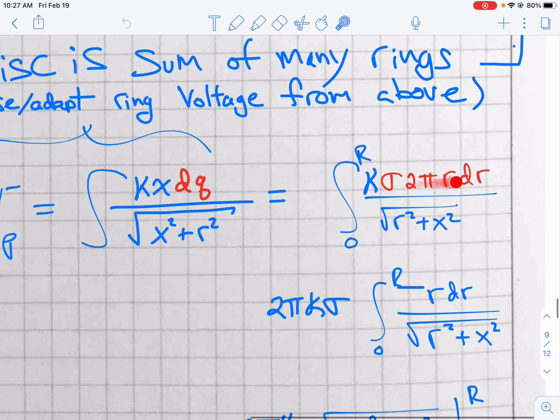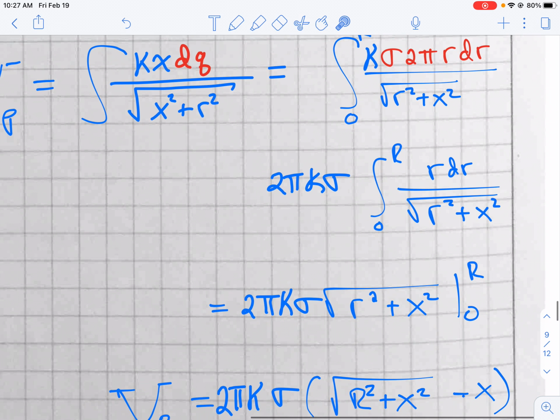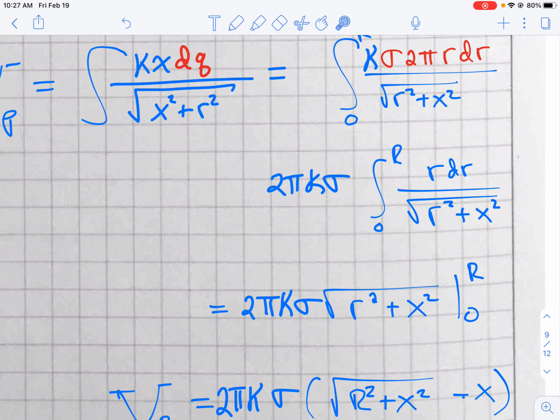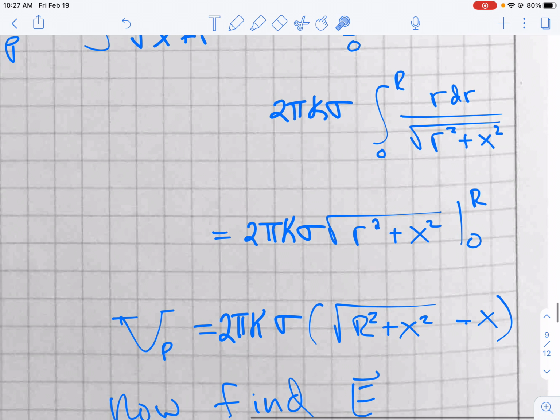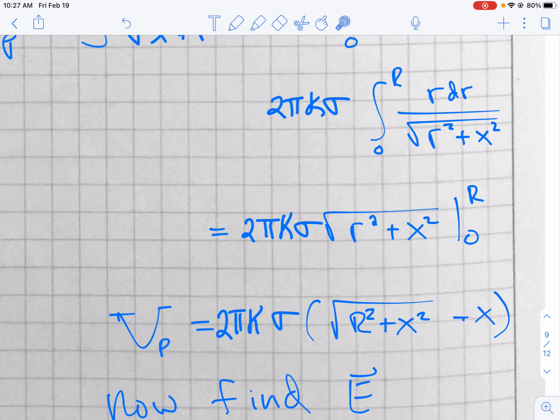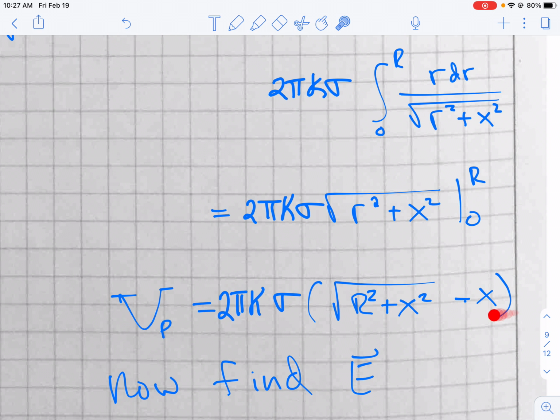So I substitute in for dq. I can pull out constants. What are my constants? 2 pi k sigma. I'm left with the integral of r dr over the square root of r squared plus x squared, from 0 to r. This integral is easier to perform, and when we evaluate it, we get this expression for the voltage at point P.